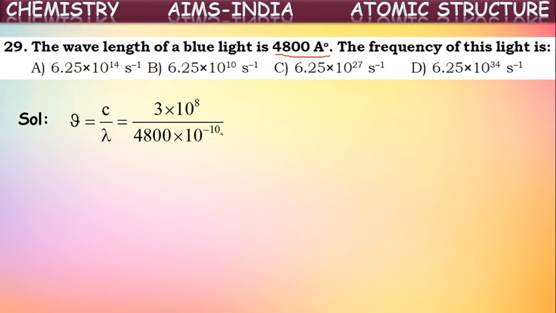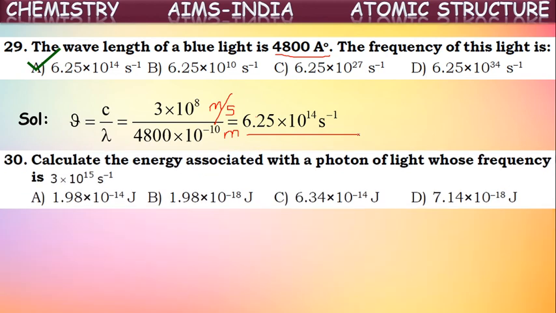So now here lambda or wavelength will be in meters, and velocity of light is taken in meters per second. So what do we get as the answer here? Finally, 6.625 into 10 to the power of 14 second inverse. This is the frequency of that radiation or that blue light. Where is it? In the first option.